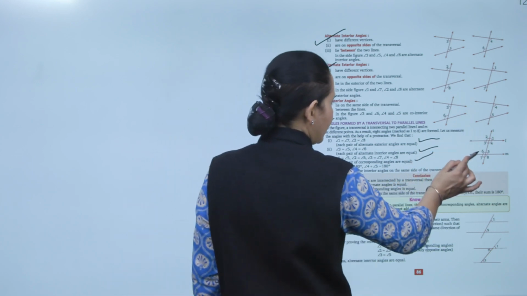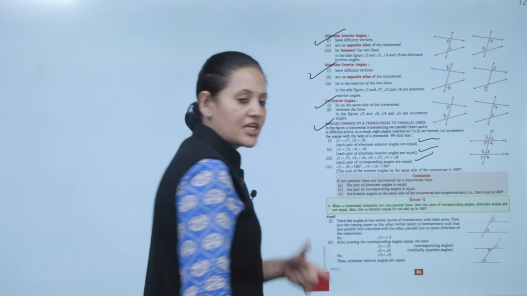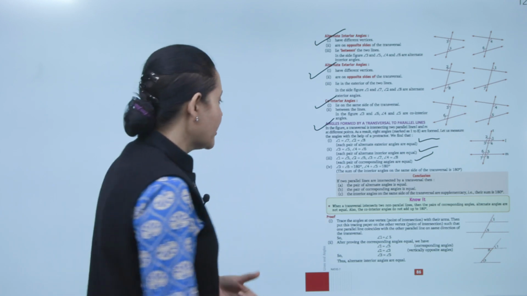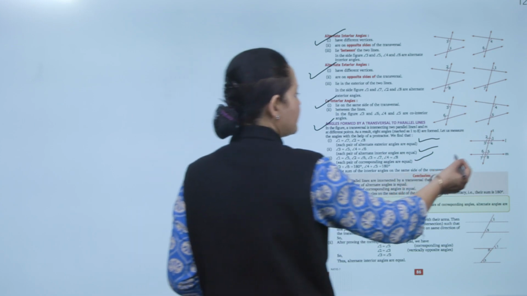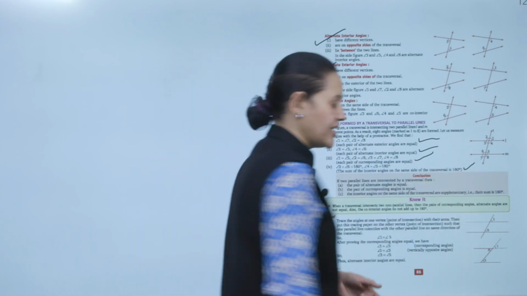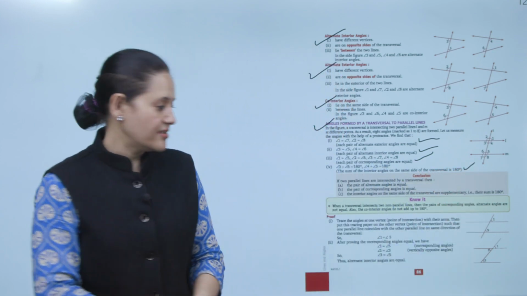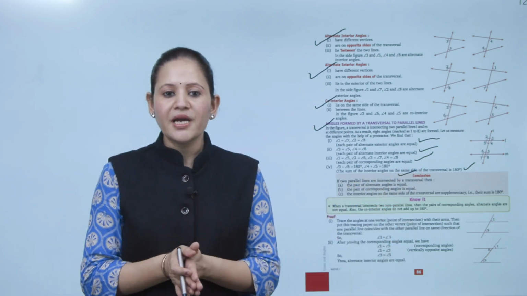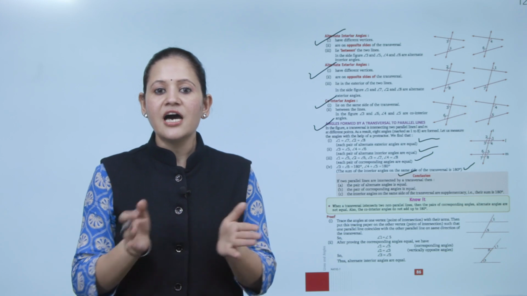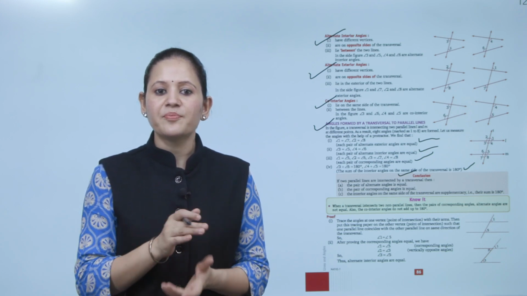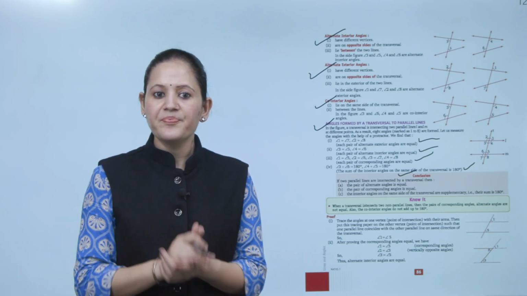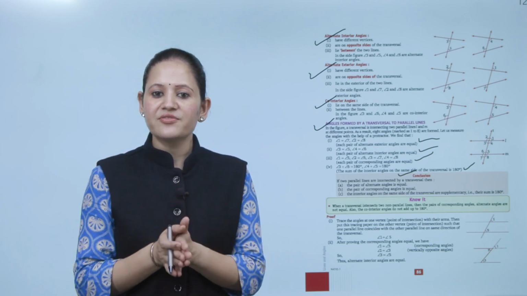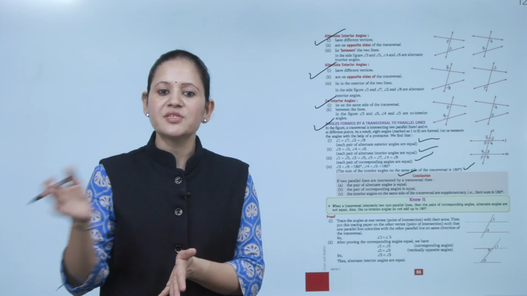Angle 3 and angle 6, what will their sum be? 180 degrees, and angle 4 and 5 sum to 180 degrees. The sum of the interior angles on the same side of the transversal is 180 degrees. Clear? Conclusion. If two parallel lines are intersected by a transversal, then the pairs of alternate angles are equal. The pairs of corresponding angles are equal. The interior angles on the same side of the transversal are supplementary, meaning their sum is 180 degrees.